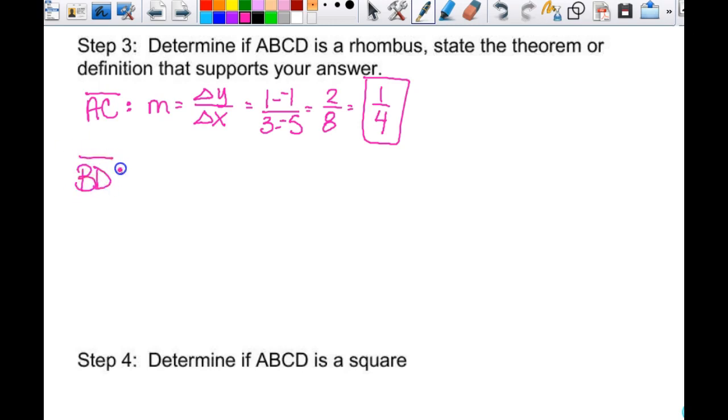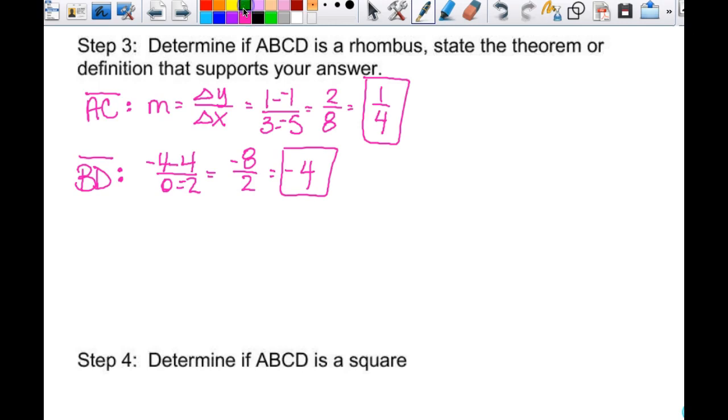Okay, we're not guaranteed that we'll get that, but we have to have in our mind what we want. All right, so for BD, I'm going to get negative 4 minus 4 over 0 minus a negative 2. It gives me negative 8 over 2, which is negative 4. So what I have here does not tell me that I have a rhombus. What this directly tells me is that they're perpendicular. Does that make sense to you?